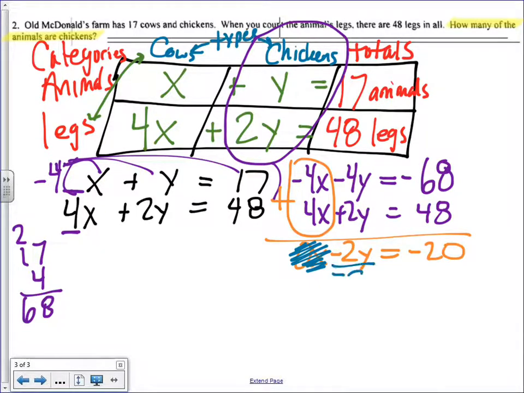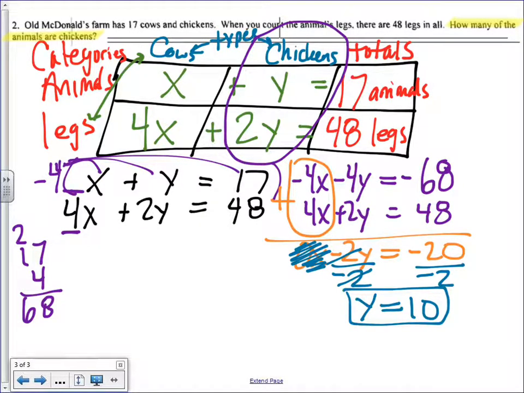All right, and then you divide by negative 2 to get Y by itself. And Y equals... negative divided by negative is a positive. 20 divided by 2 is 10. And again, I don't need to solve for X because what did the question ask us? How many of the animals are chickens? So it asks us specifically just for the chickens, and Y is chickens, and so there are 10 chickens.